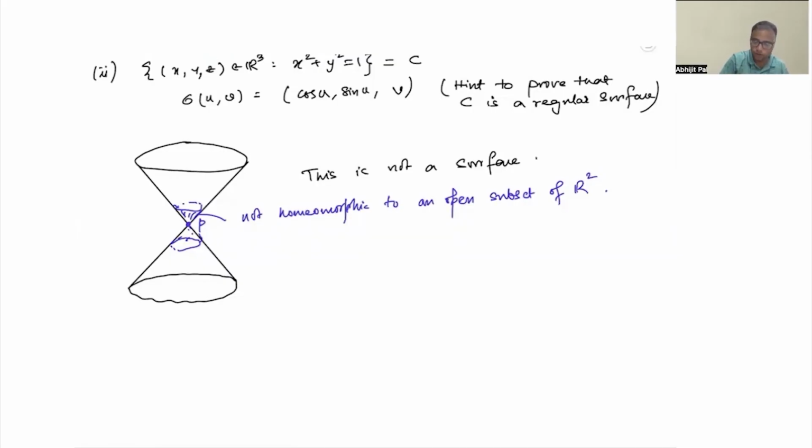Okay, so why is it not homeomorphic to an open subset of R2? Suppose there exists a surface patch (U, sigma) such that sigma(U) is equal to, let us call this my W, equal to your W.